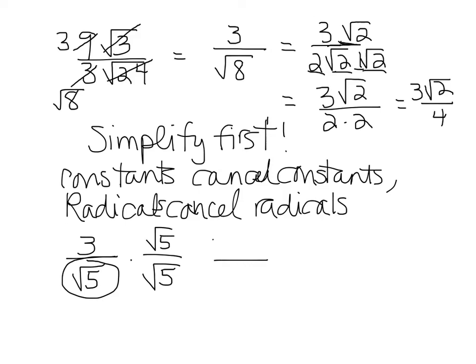3 times root 5 is 3 root 5. And root 5 times root 5 is 5. Get used to that. That's something that I hope you understand. Root 5 times root 5 is root 25, and that equals 5. It's a shortcut just to go straight to here. Okay.